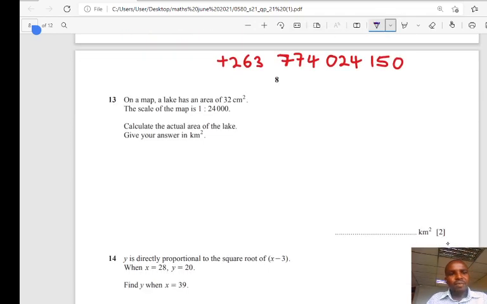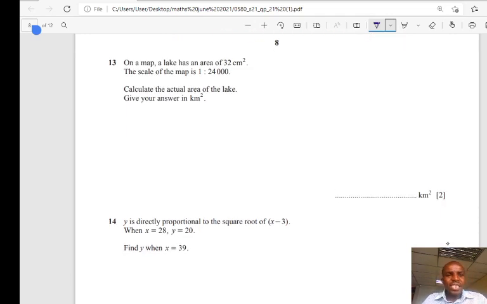Next, question number 13. On a map, a lake has an area of 32 square centimeters. The scale on the map is 1 to 24,000. This scale means 1 centimeter on the map represents 24,000 centimeters actual on the ground. These are centimeters, there are no other units, right? That's what it means. Calculate the actual area of the lake, giving your answer in square kilometers.